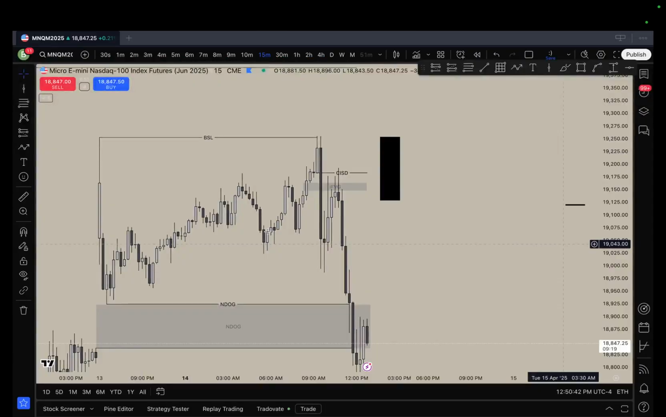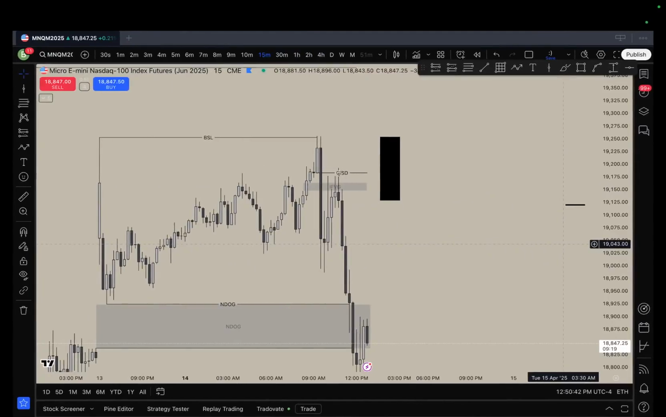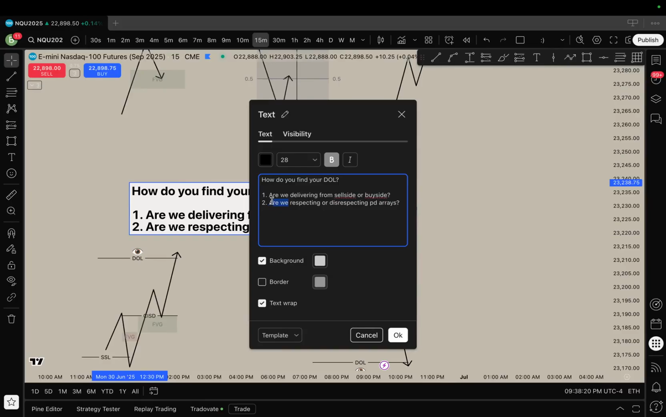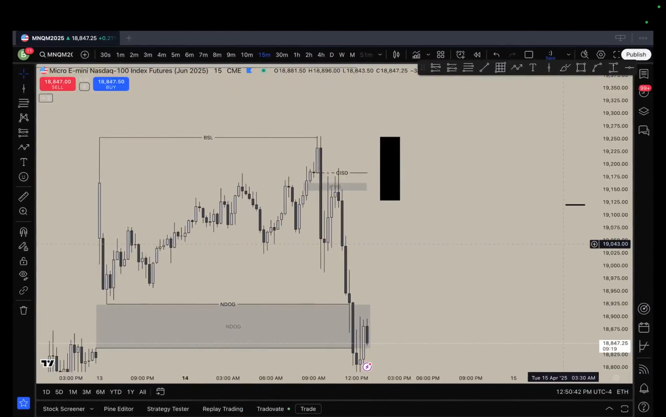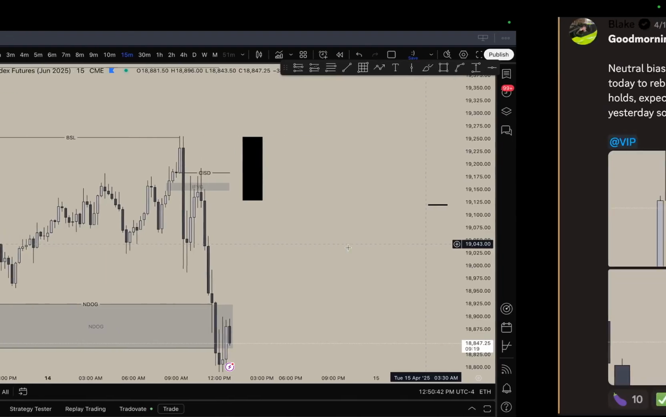Well, in this scenario, we're delivering from where? Buy side. Are we respecting or disrespecting PDRAs? Well, the question would be what PDRAs are we respecting versus disrespecting? The PDRAs we are disrespecting are bullish, and the PDRAs we're respecting are bearish. Okay, and that's how you found your draw on liquidity to this end.